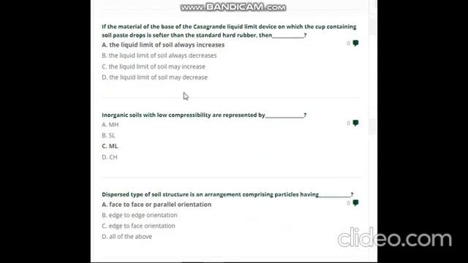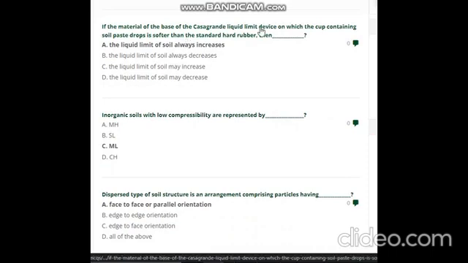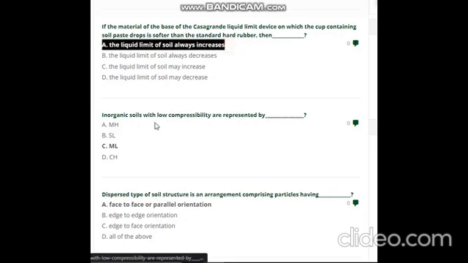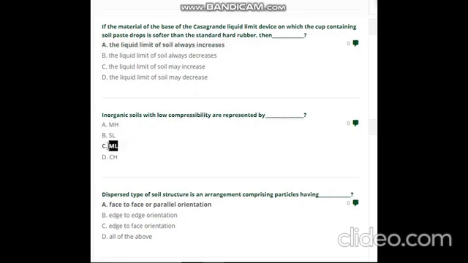C answer is correct. If the material of the base of the Casagrande liquid limit device on which the cup containing soil paste drops is softer than the standard hard rubber, then the liquid limit of soil always increases. Inorganic soil with low compressibility is represented by ML.